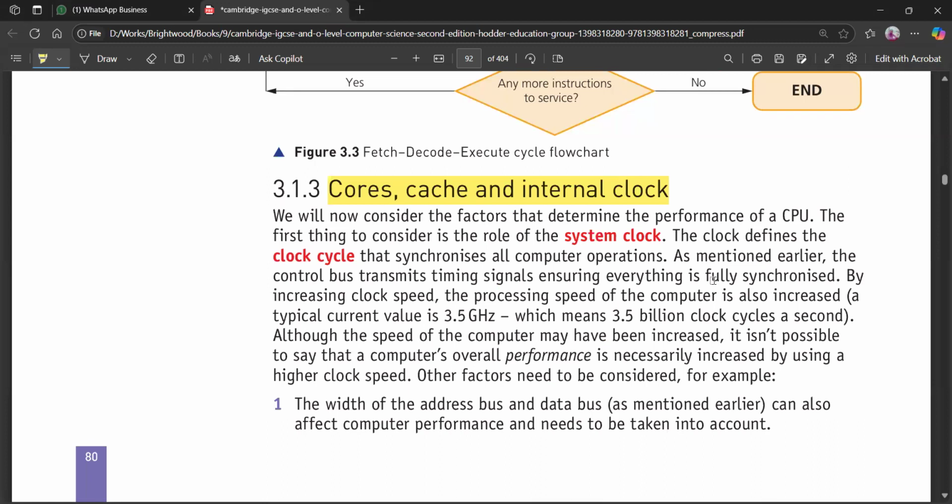As I said previously, we will now consider the factors that determine the performance of the CPU. The first thing to consider is the role of the system clock.